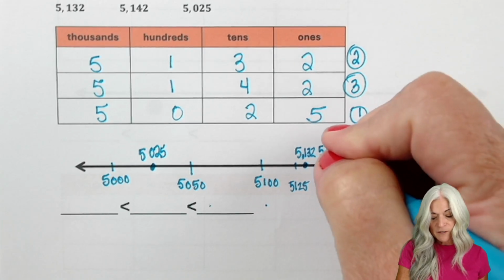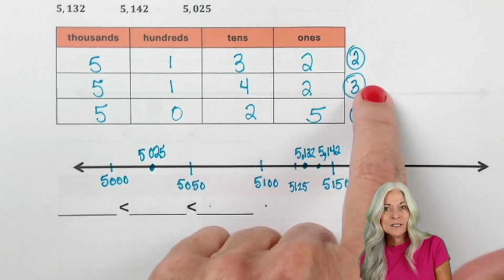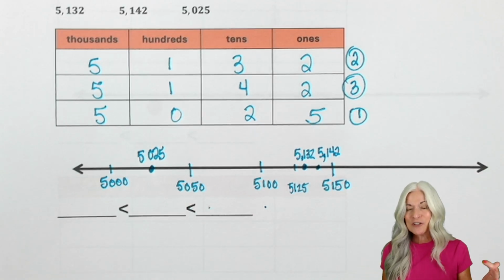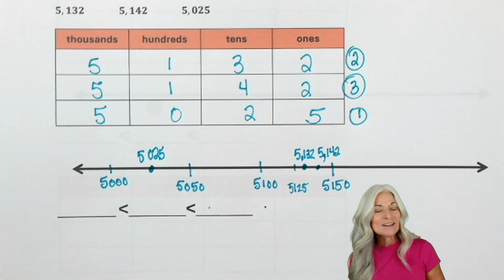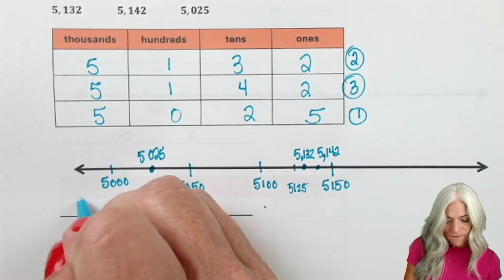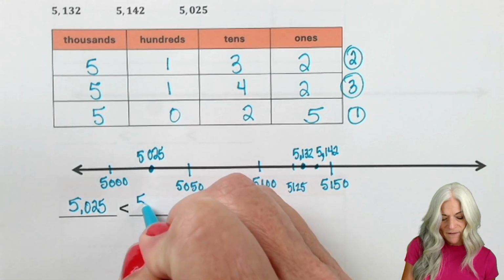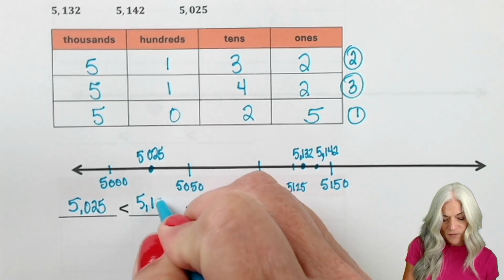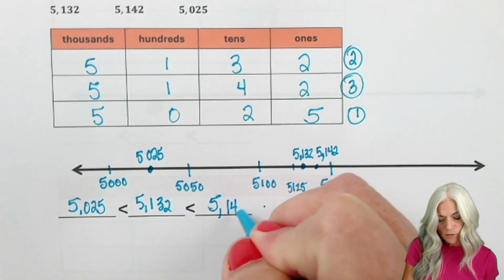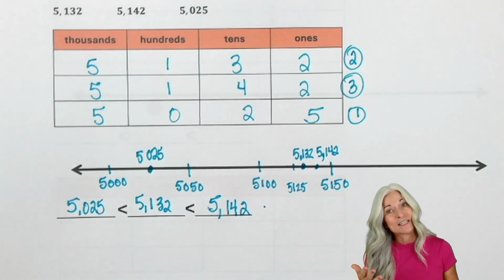But what I would love for students to visually see is those numbers, 1, 2, 3, going from left to right, to just continue to enforce that as we move to the right on a number line, the numbers do get larger. So we would have 5,025 is less than 5,132 is less than 5,142. All right, so it's just another way for them to check their work.